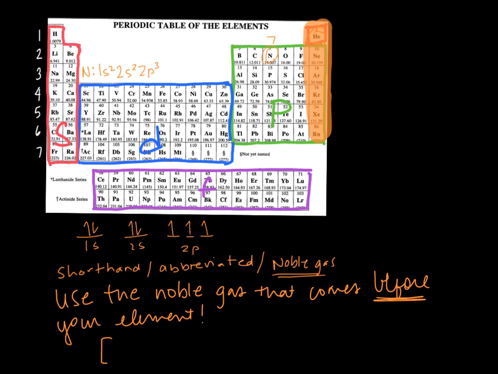And we're going to put it in brackets. That's basically saying I've got everything up to helium inside of these brackets. And so you have to start after helium. And so after helium comes 2s2, and then would be 2p3.